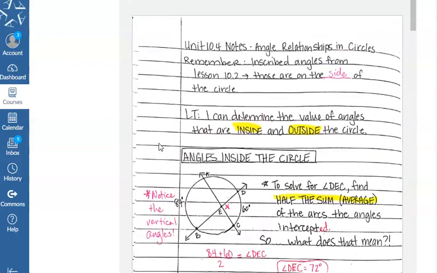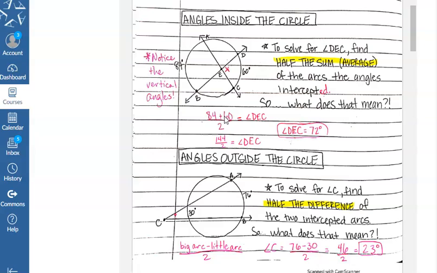This is the 10.4 filled in notes. When you take half the sum of these arcs, what that means is, I'm looking for x right here. So x opens up to 60, and the other side of x opens up to 84. So half the sum of that would be 84 plus 60 divided by 2, and then you end up with 72. So that's how you solve those: half the sum, or you just take the average of the arcs.